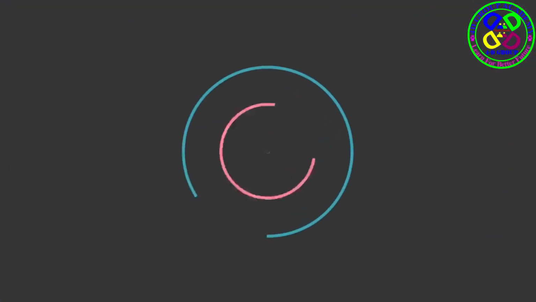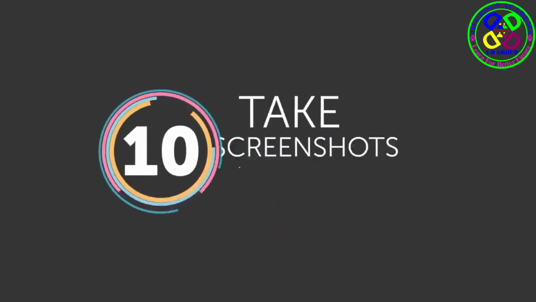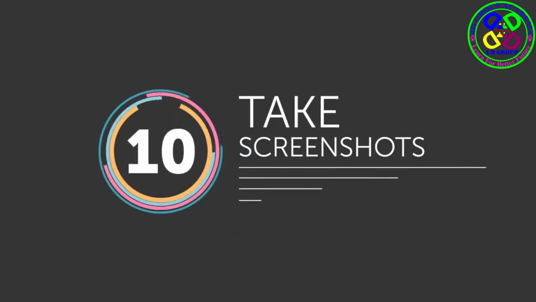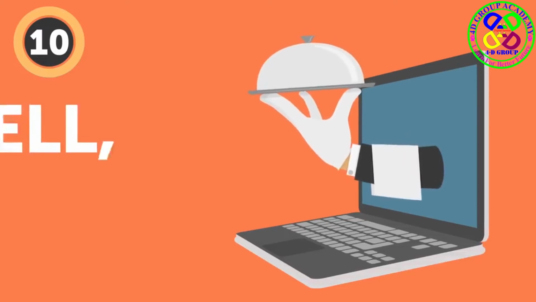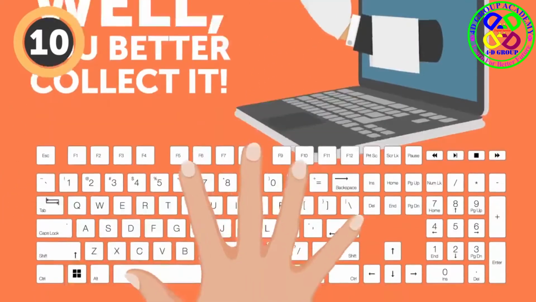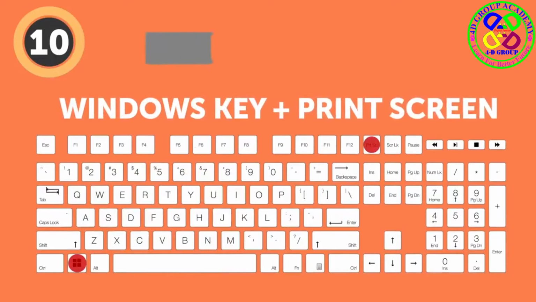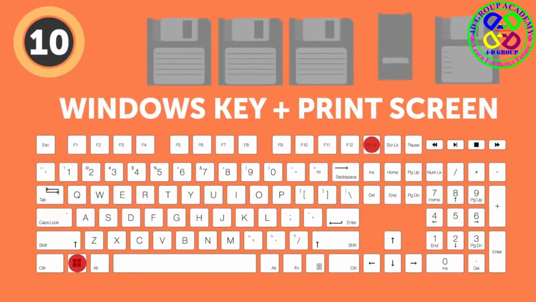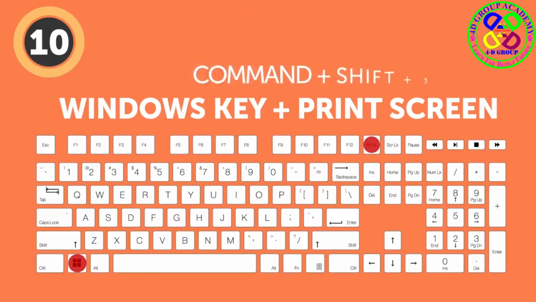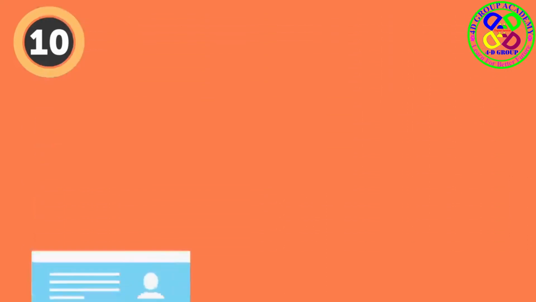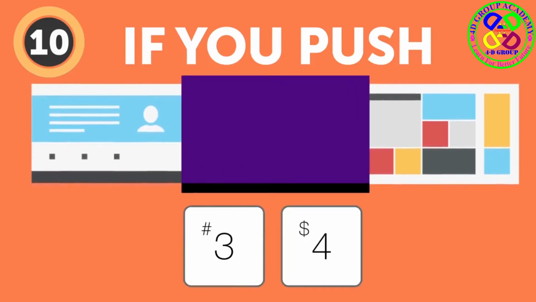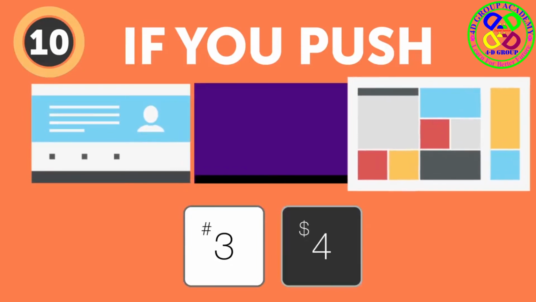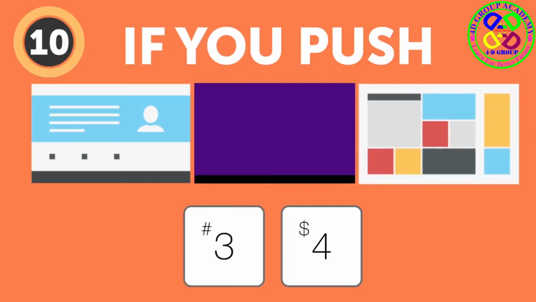Next, number 10, take screenshots. To take a screenshot, you will press Control plus Print Screen, or Windows key plus Print Screen. This will take the screenshot. On a Mac, use Command plus Shift plus 3. If you press 4 instead of 3, you will be taking a partial screenshot.